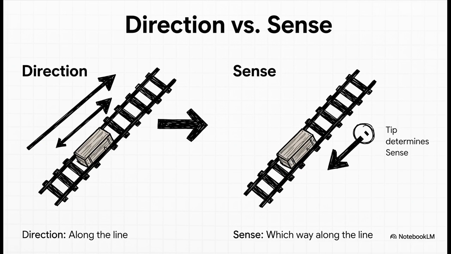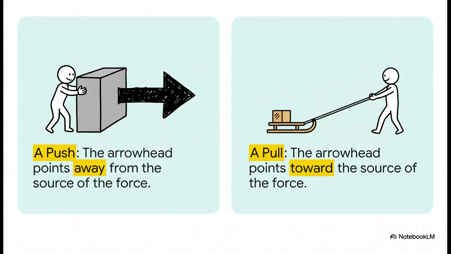And here it is, the final piece of the puzzle, sense. So if direction gave us the train tracks, sense tells us which way the train is actually moving along those tracks. It's that final detail that tells us if we are pushing or pulling, going up or down, left or right. You get the idea. It's the action part. And this is the dead giveaway, the arrowhead. It tells you everything you need to know about whether it's a push or a pull.